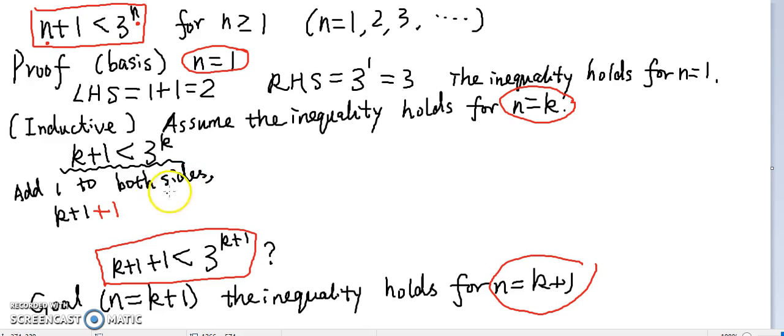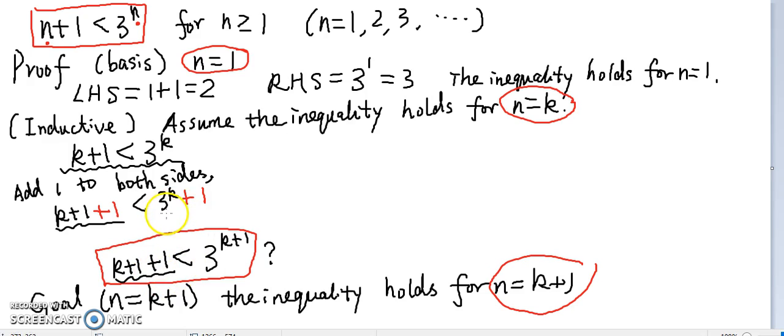On the right-hand side, we're going to also add 1. So I use the red color to show the 1 we added. Okay, this we know by the property of inequality. When we add the same number to both sides, the inequality sign does not change. Okay, so we got the left-hand side. They match. This matches that.